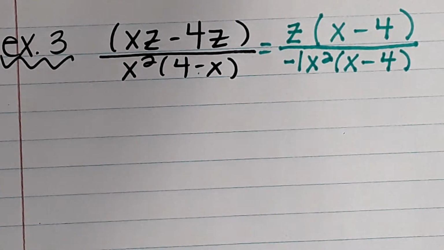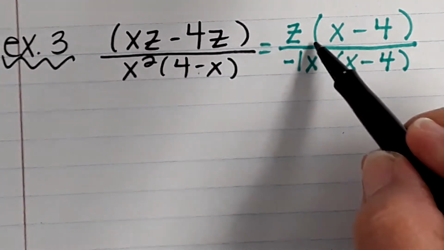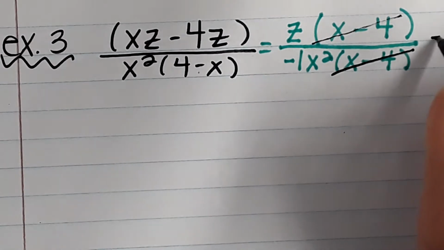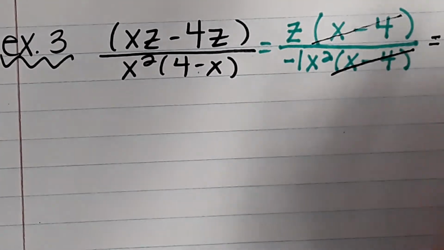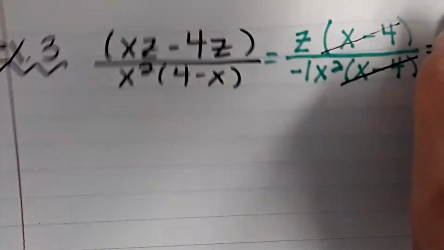Again, I'm not going to do the restrictions for this one, but you can see right here that this and this are the same. And you're left with, you can put that negative down in front of the x squared, or you can put it right in the middle and write it just like that. And this is your answer.